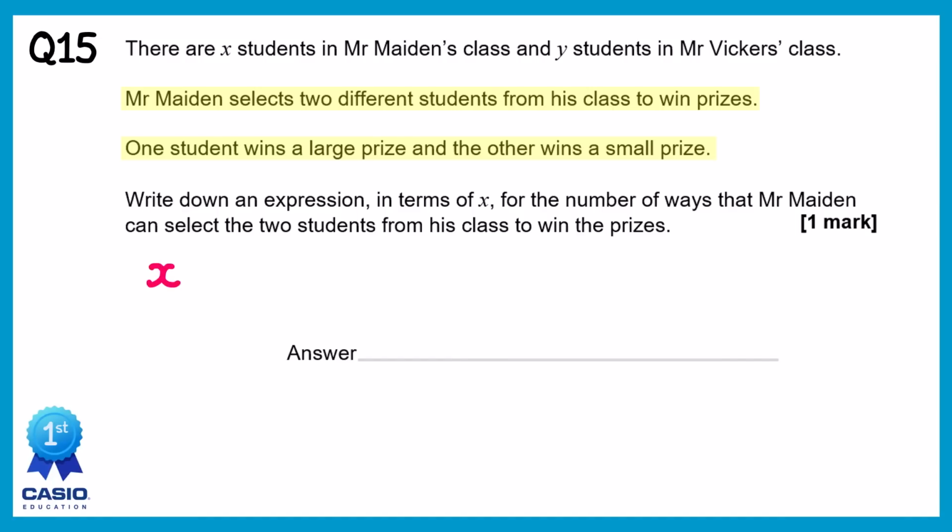Then if we think about the number of ways of selecting the next student, it will be x minus 1, since the students have to be different. He can't select the previous student again. So x minus 1. Then we just multiply these together, so x brackets x minus 1. If you really want to, you can expand this bracket out, but you don't need to, so if you wrote x squared minus x, that's also acceptable.